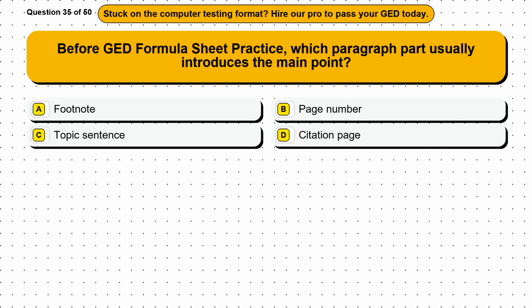Question 35. Before GED formula sheet practice, which paragraph part usually introduces the main point? Option A, footnote. Option B, page number. Option C, topic sentence. Option D, citation page.